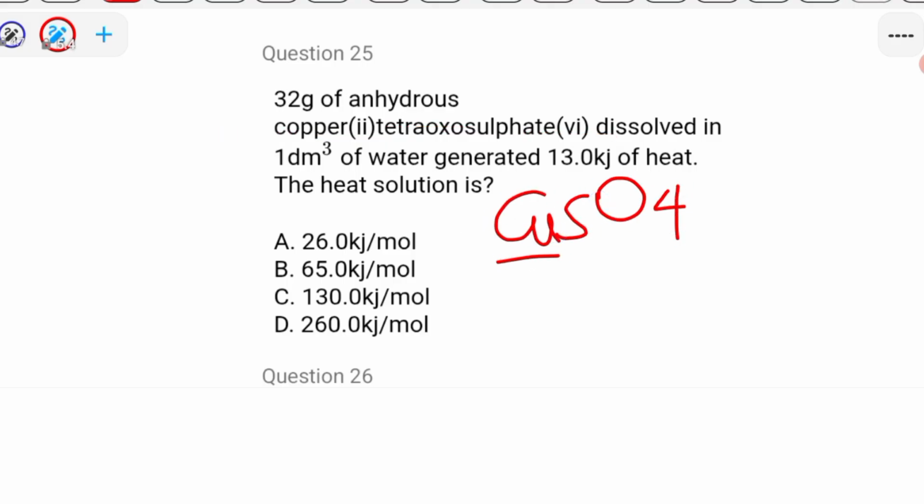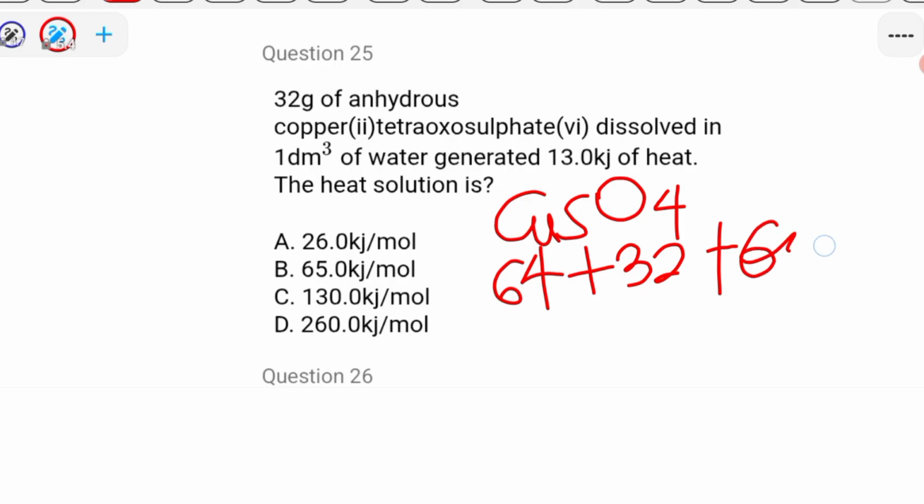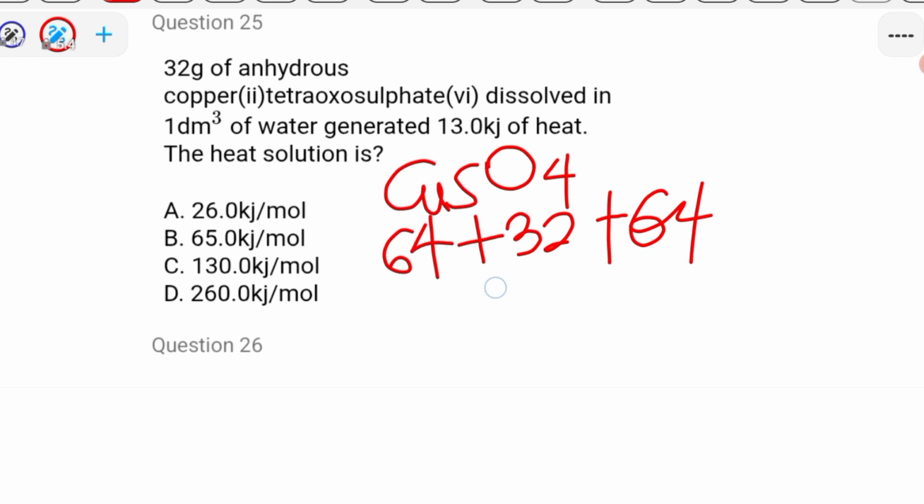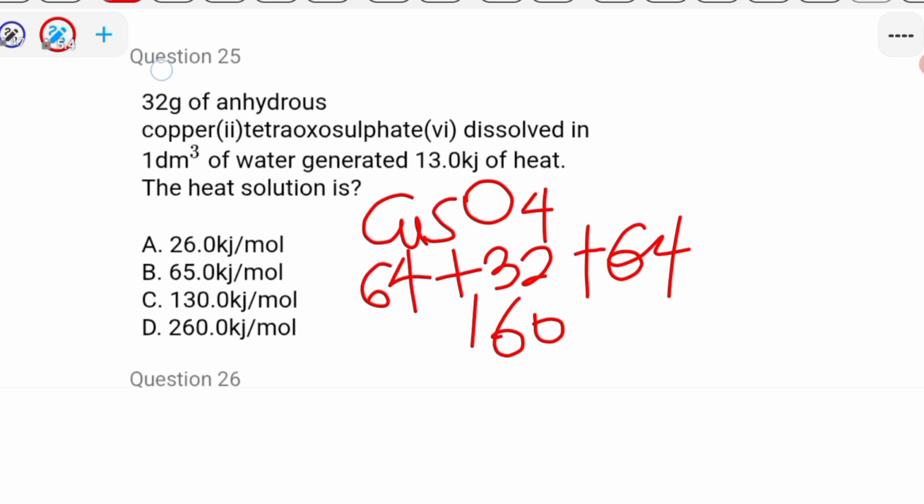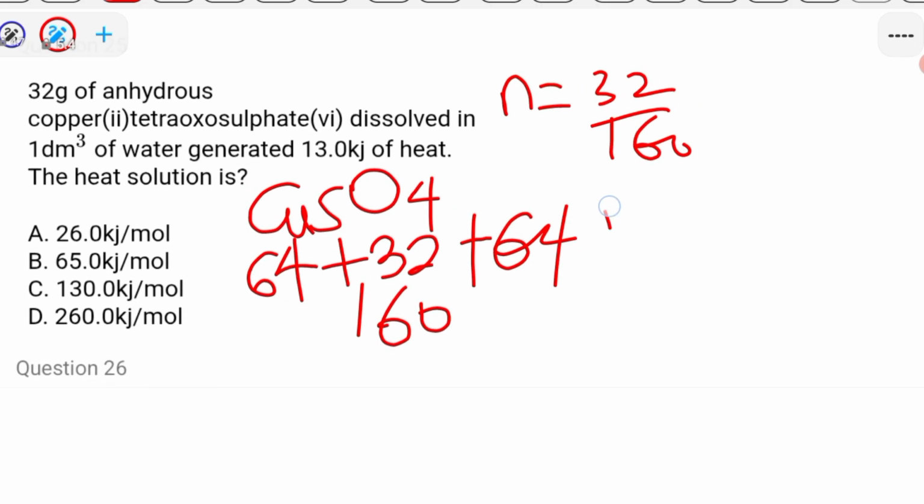So for copper, the RMM is 64, sulfur is 32, oxygen is 16. So 16 times 4 will give you 64. So you have 64 plus 64 plus 32, and that will give you 160 gram per mole. So the number of moles will be mass over molar mass. So n is equal to 32 over 160. That will give you 0.2 moles.